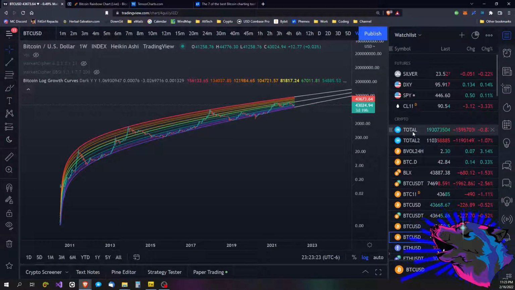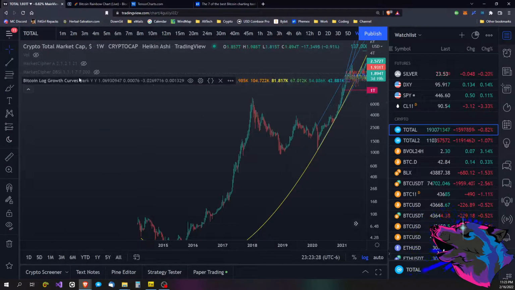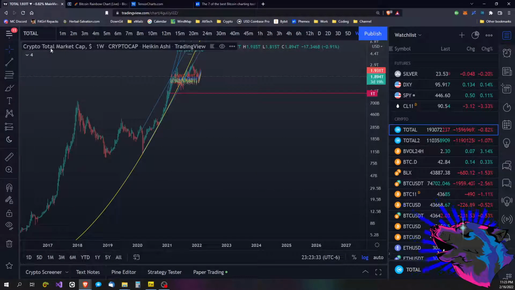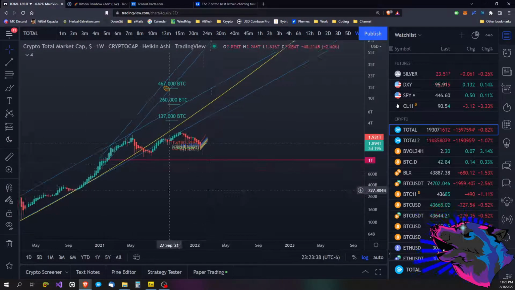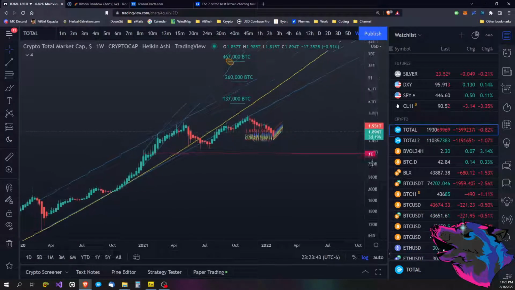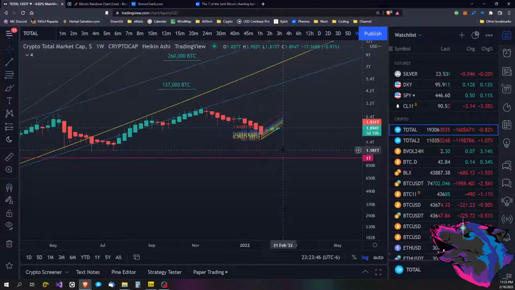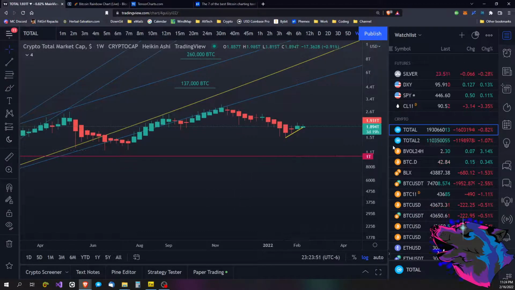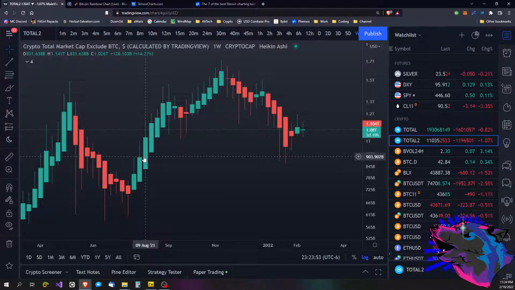Oh, and real quick, I'll throw these in here too. These total and total 2. So the first one, just regular total crypto market cap, and that is the entire market cap for all of crypto, including Bitcoin. I probably don't need that anymore. And total 2 is the altcoin market cap. So everything except for Bitcoin.